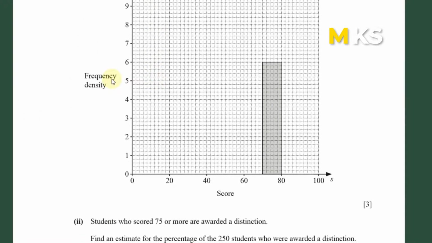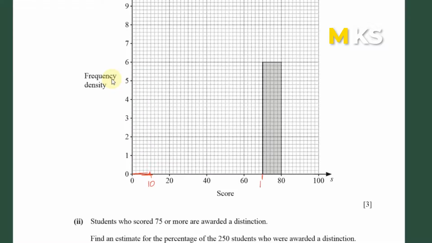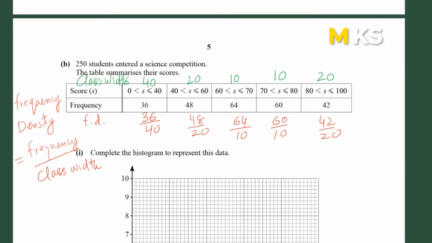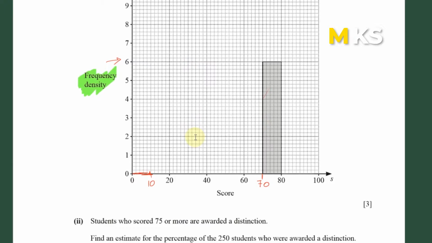Along the x-axis we can see 1 centimeter is represented by 10. The drawn column of the histogram is between 70 and 80. This is drawn and the height is 6. Here you can see frequency density is labeled along the y-axis instead of frequency. So check it. The frequency density for the class from 70 to 80 is 60 over 10, which is 6. So we can verify this result. Yes, 70 to 80, the height is 6.